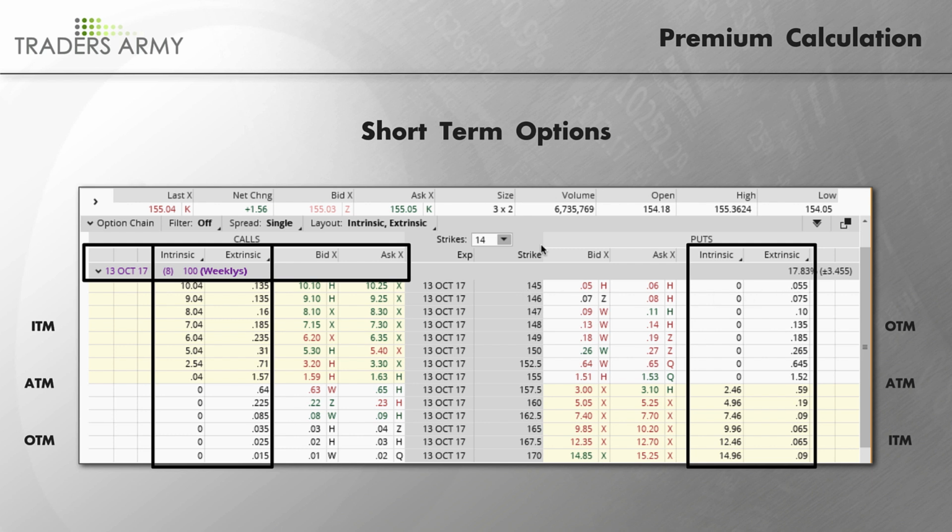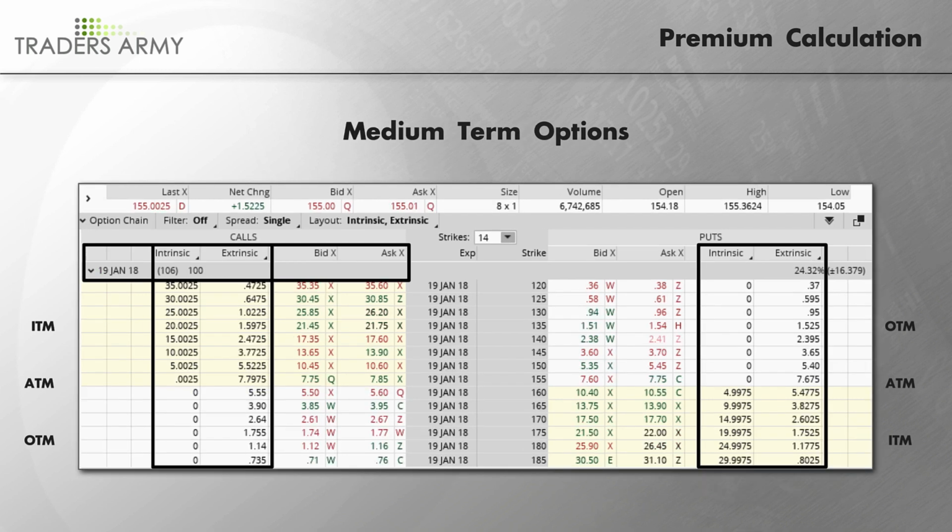The one thing I want you to notice about when I go to short-term options and I go to medium-term options, something that has a little bit more than 3 months worth of time to it now, 106 days as a matter of fact. These expire in January 2018. Notice what happened to the intrinsic value. Nothing happens to the intrinsic value. However, the extrinsic value does what? It gets a lot bigger.